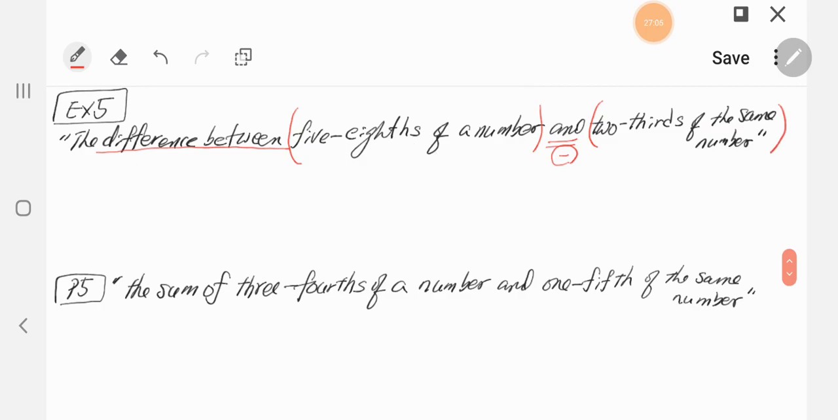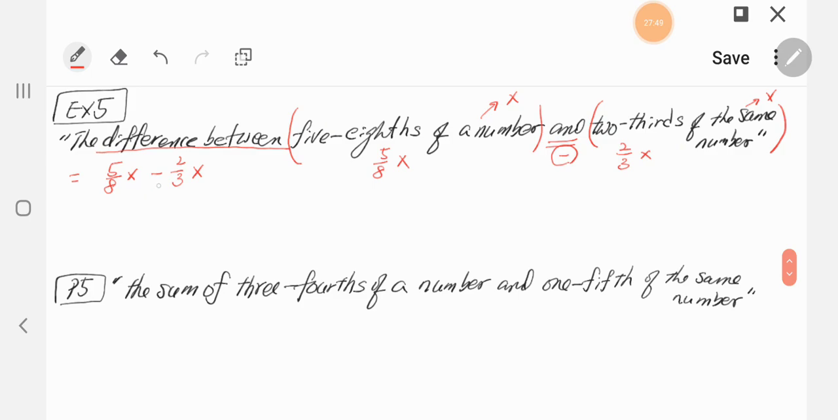So the first part is 5/8. 5/8 of an x, of a number. So why don't we make this number a variable x? So 5/8 times x minus 2/3 of the same number. Okay, this same number is x, isn't it? This is x. So 2/3 x. So let's write the expression. So the first expression is 5/8 of x minus 2/3 of x. And then simplify this.